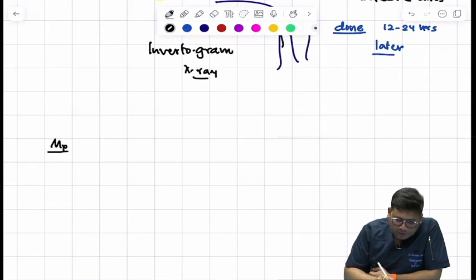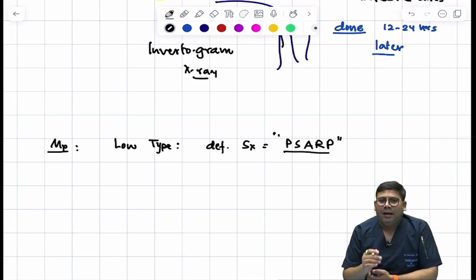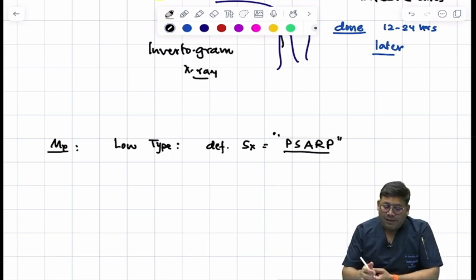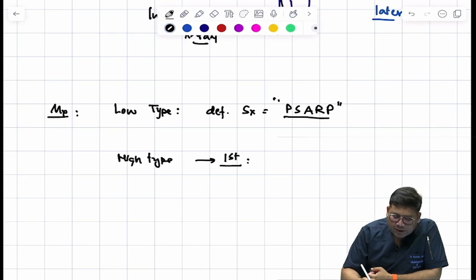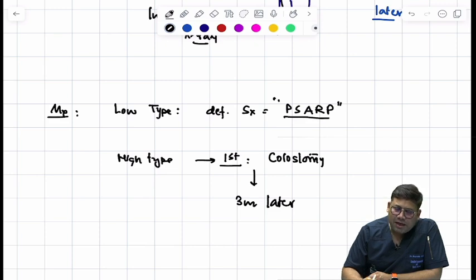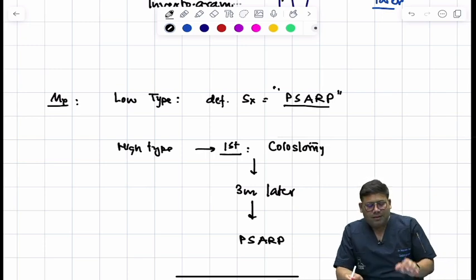And what is the management? Remember, if it is a low type, you can go for definite surgery. And what is definite surgery? We will go for PSAR, posterior sagittal anorectoplasty. Basically, this is a pull through. For the high type, during birth, the first line management is to go for a diversion colostomy, and 3 months later, once the baby has gained weight and matured enough, you can go for PSAR. This is the standard management.